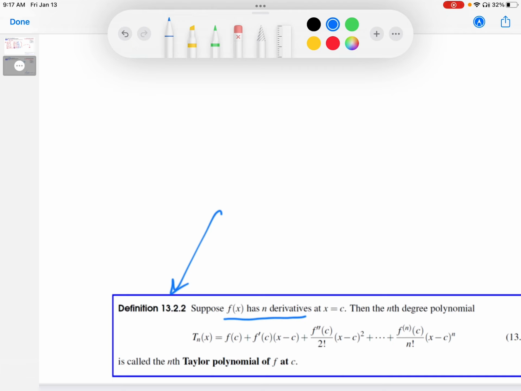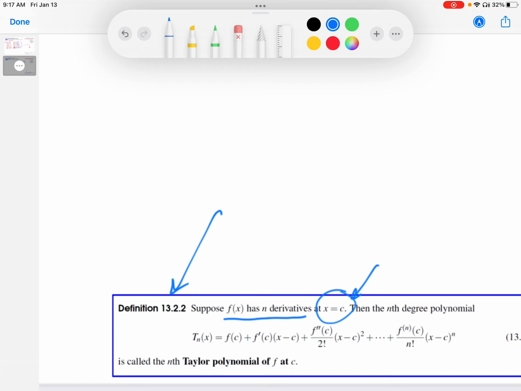However, not at 0. It's differentiable n times at x equals c. So c here could be a number that's different from 0. So when c is equal to 0, we talk about Maclaurin polynomials. When c is different from 0, we talk about Taylor polynomials.